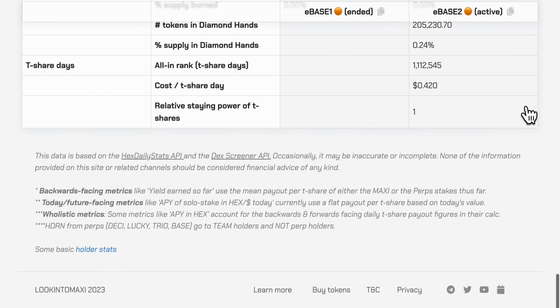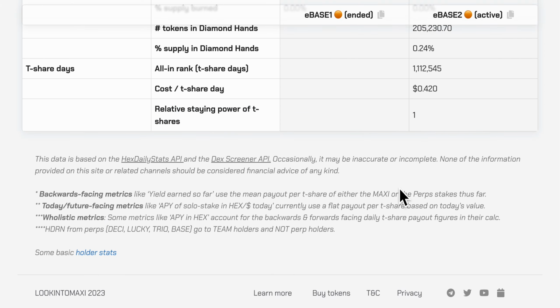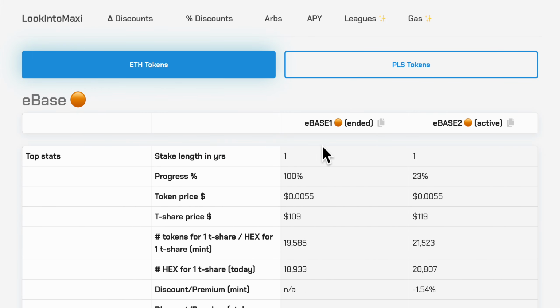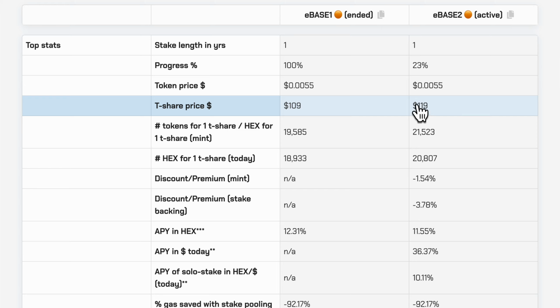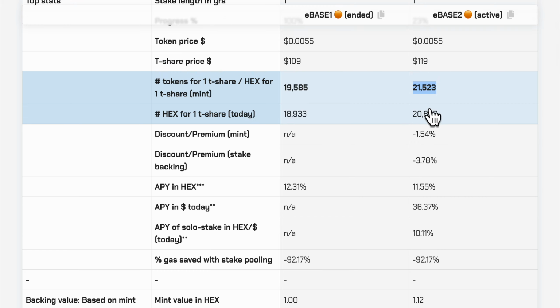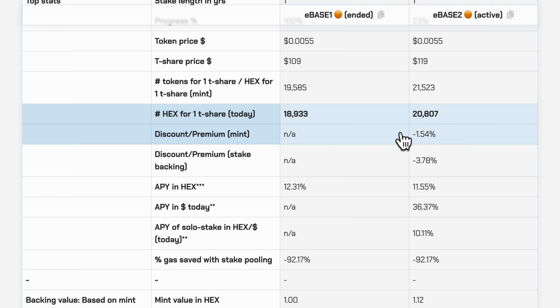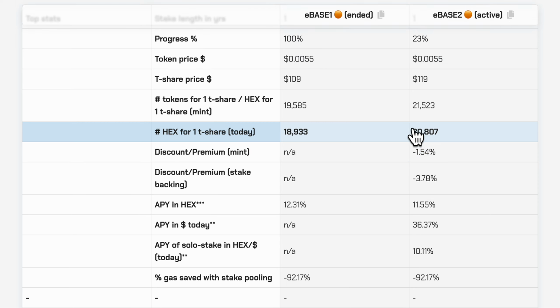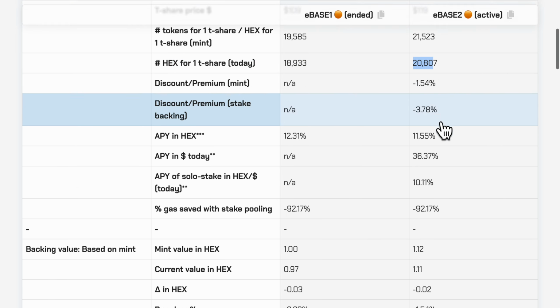Yeah, as other perpetuals end, like Trio, I'll add that here as well. But right now we just have base 1 and base 2. You can see that base 1 is 100% done, of course, and base 2 is 23% of the way through. The T-share price is higher on base 2. The number of tokens you need for 1 T-share is higher based on the mint. So yeah, it's a bit under the backing value, so it's a bit cheaper to get T-shares in terms of number of hex you need.